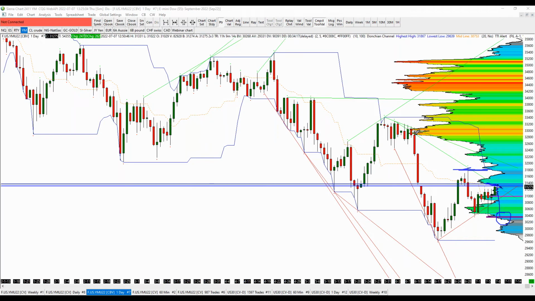But there's also an intersection of these two power lines, which I will talk about, indicating a breakout or a breakdown coming up. There's intersection between the green and red, which I'll talk about as well. But so far on volume profile, I'm assuming everything is good.